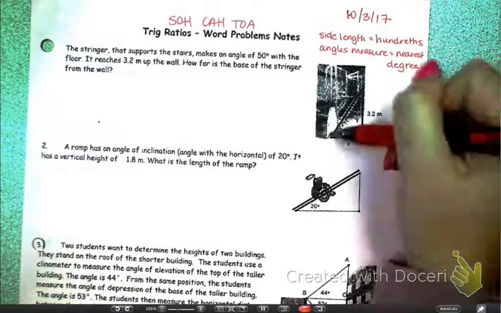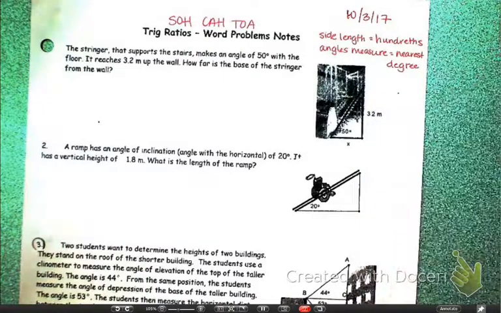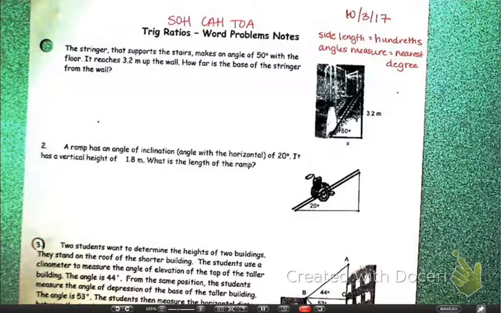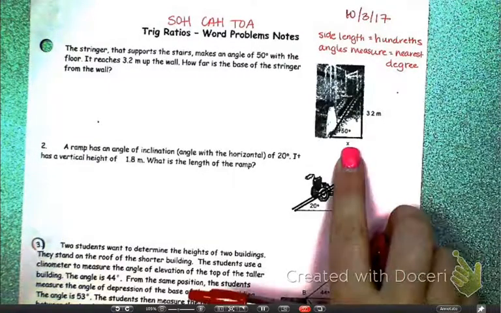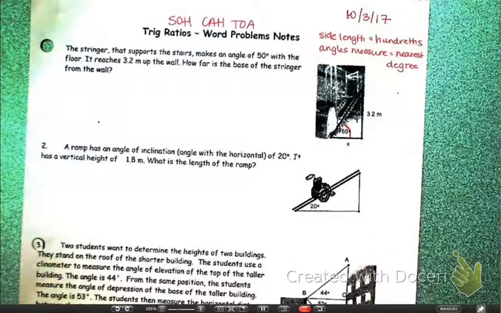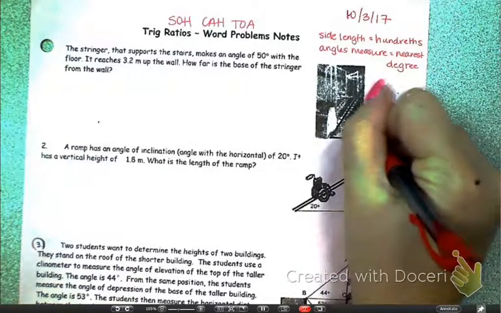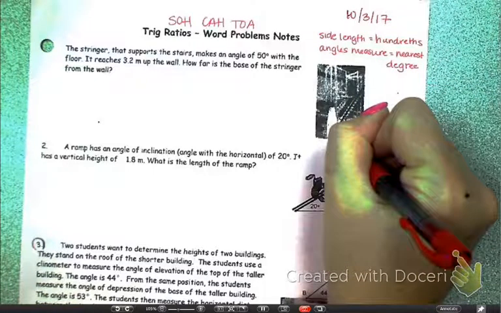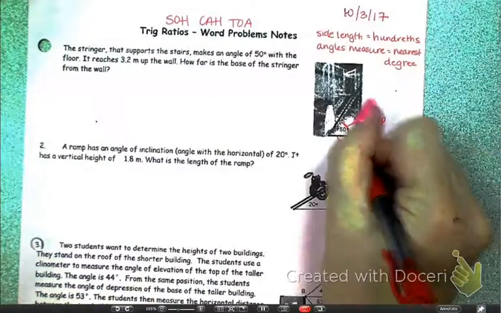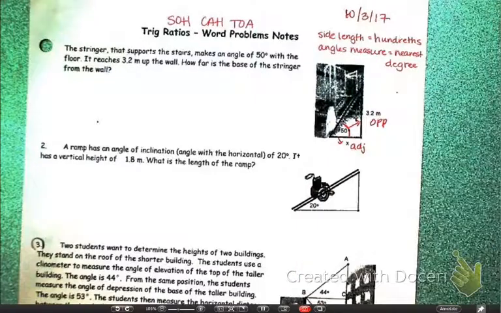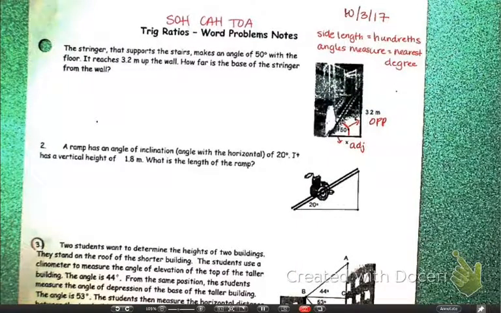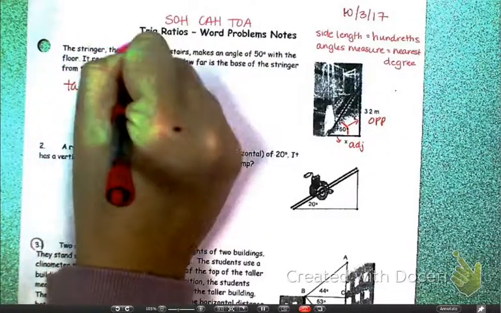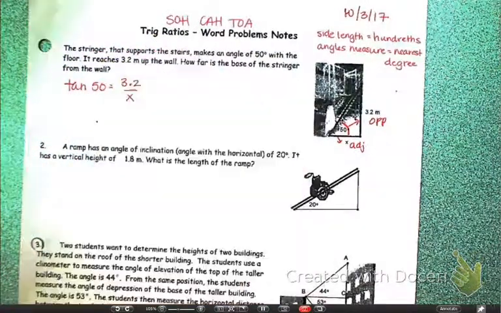Here's my wall. The string goes up 3.2 meters. So if I were to label this information, what am I solving for before I even do any labeling? A side, right? I have this side x. So here's my reference angle at 50 degrees. I have the opposite and the adjacent. So opposite and adjacent give me tangent. So the tangent of that angle equals the opposite over the adjacent.